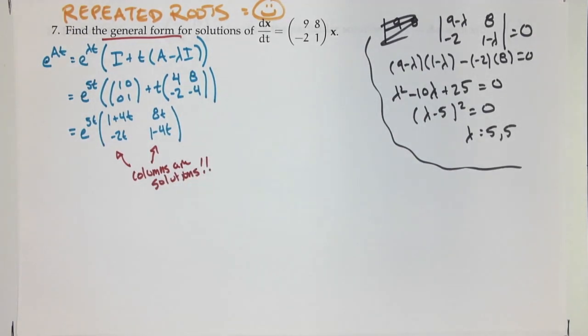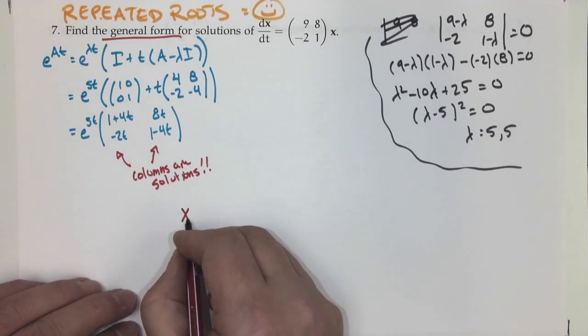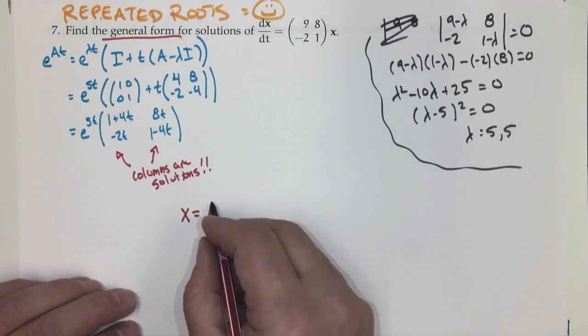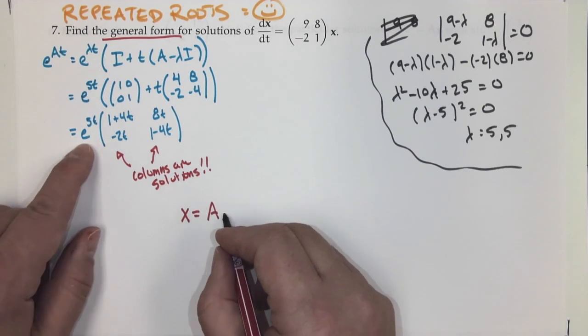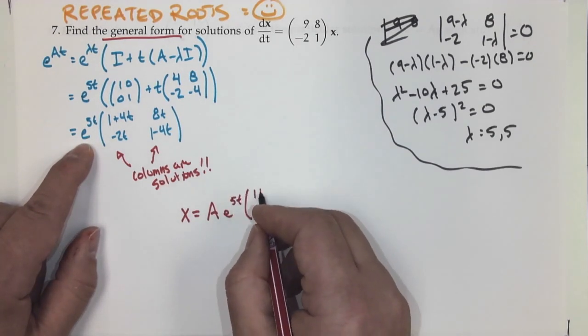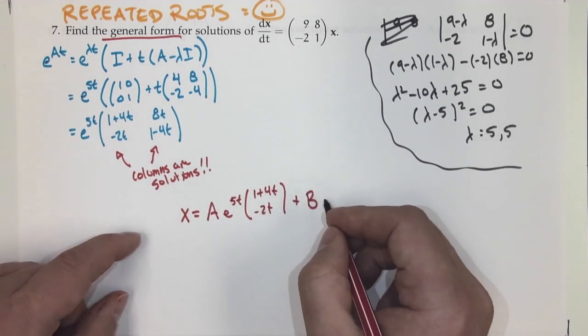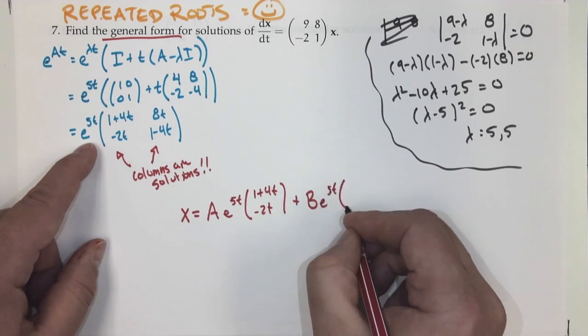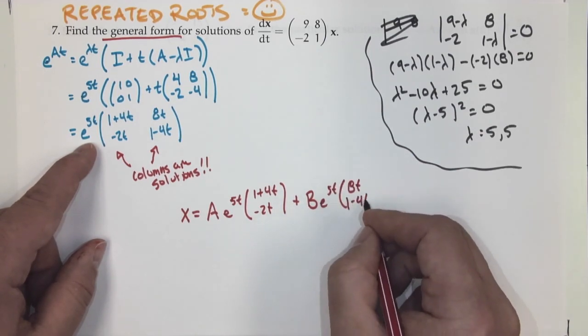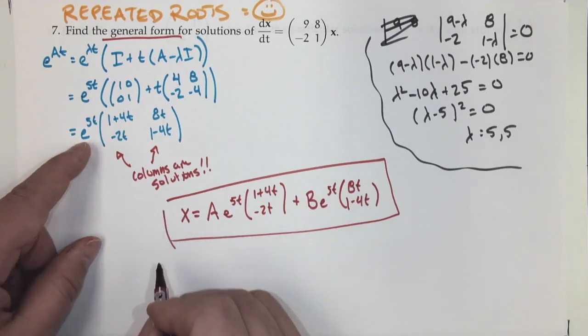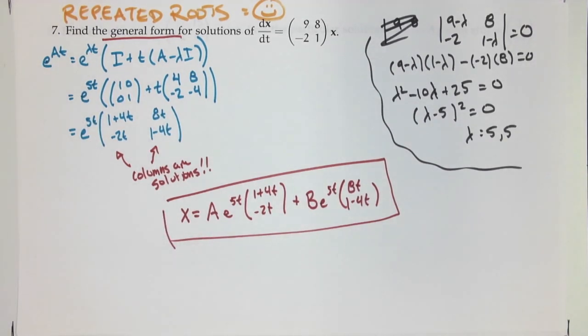So we say, great. And we needed two solutions because it's a 2x2 matrix. And so we say our solution is some constant A, and don't forget the e to the 5t, first column. And then some constant B, e to the 5t, don't forget that, second column. And we're done. Because the general solution just says find two solutions and throw your constants in.